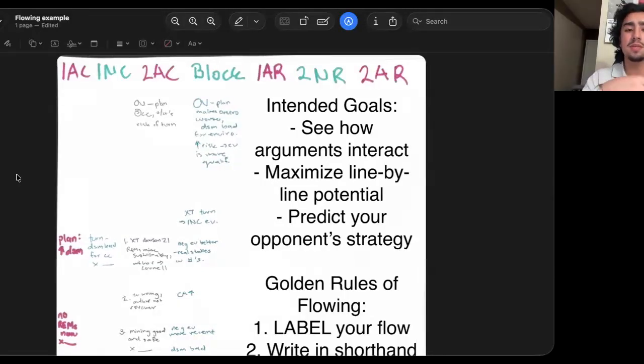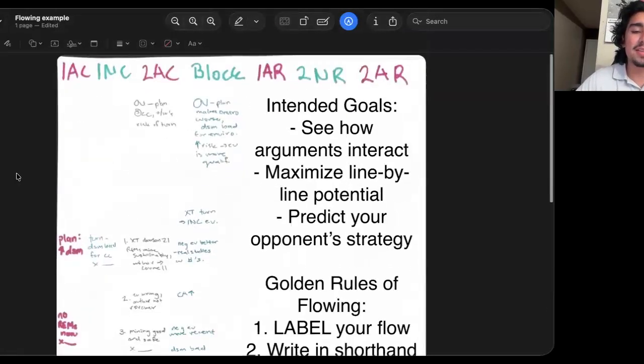And in this video, we're going to be talking about what flowing is and why we do it in some specific ways. So I'm going to be giving you some tips on how to flow. I'm going to be talking to you all about the golden rules of it, as well as the intended goals behind flowing. So when we flow, we use this really long piece of legal paper.